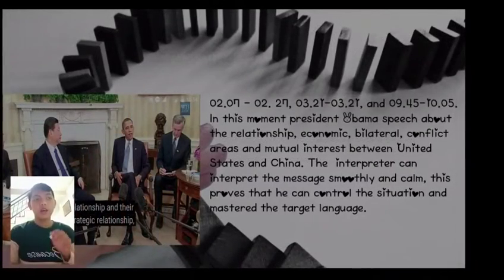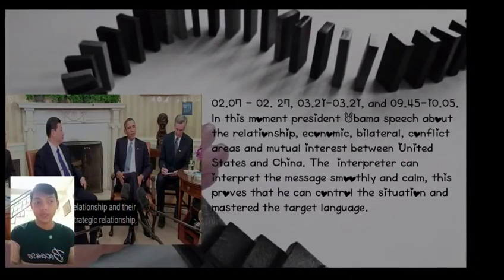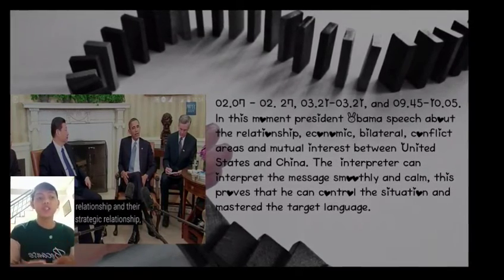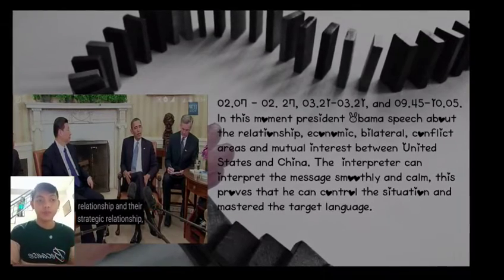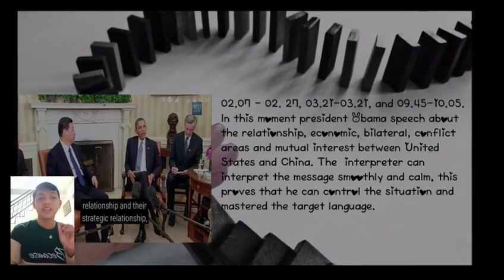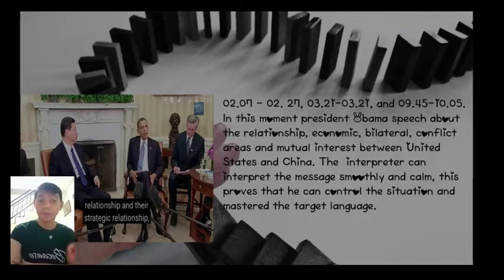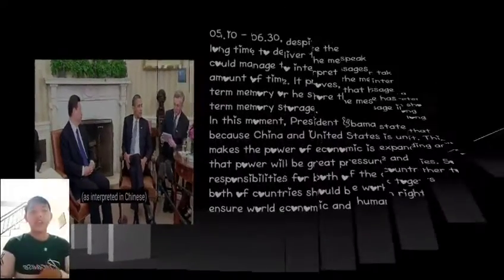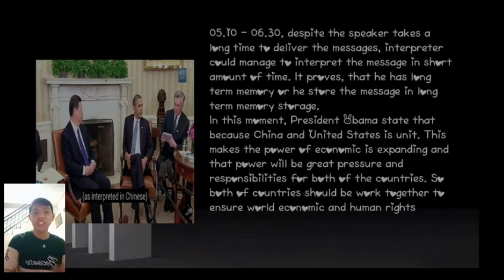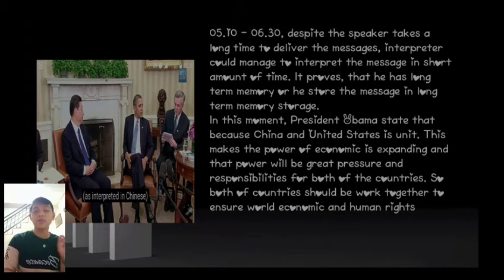On this part, President Obama's speech is about the relationship, economic, bilateral, conflict areas, and mutual interest between the United States and China. The interpreter can interpret the message smoothly and calmly. This proves that he can control the situation and master the target language. And in this moment, despite the speaker taking a long time to deliver the message, the interpreter could manage to interpret the message in a short amount of time. It proves that he has long-term memory, or he stored the message in long-term memory storage.